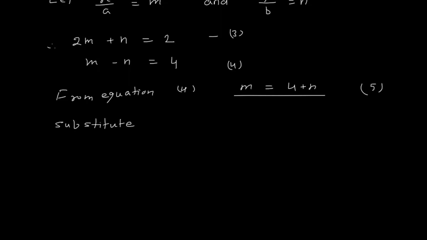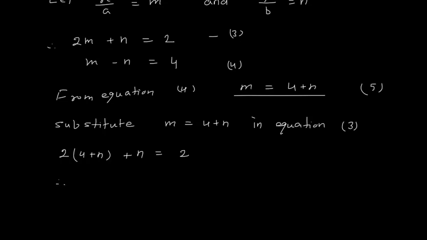m is equals to 4 plus n in equation 3. I get 2, in place of m we have 4 plus n, is equals to 2.